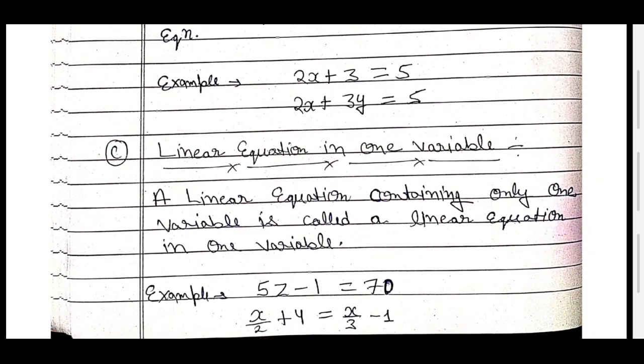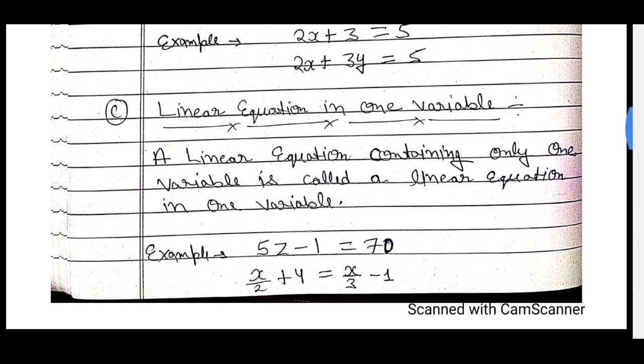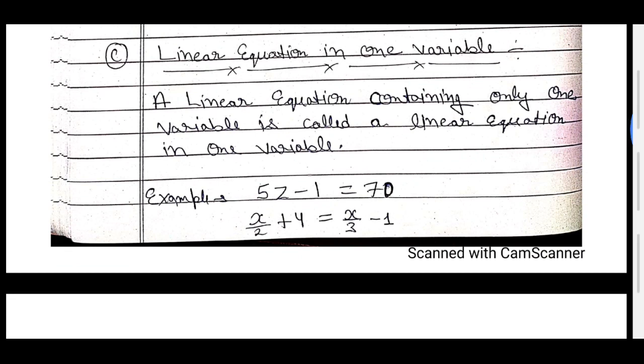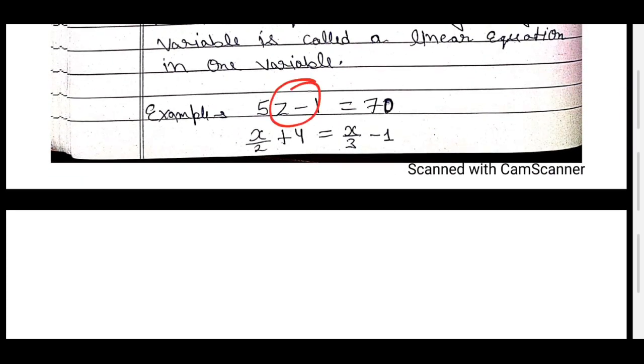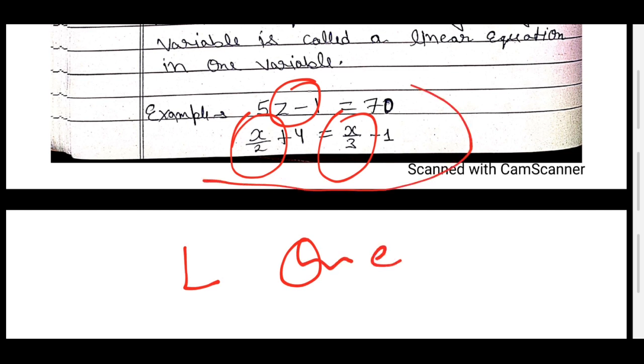Now linear equation in one variable: it contains only one variable. So it contains only x or maybe y or maybe z. A linear equation containing only one variable is called a linear equation in one variable. An example I am giving here is 5z minus 170. It contains only one variable z. First thing, the highest degree is 1, so it is linear. It contains only one variable, and equation means this representation, so it is known as a linear equation in one variable.